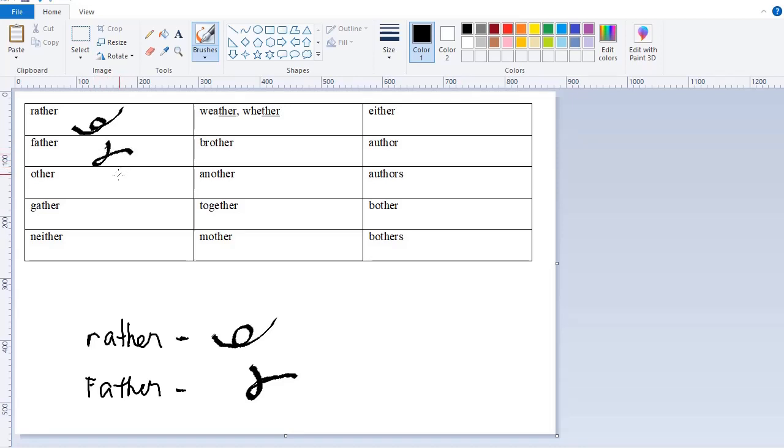Next, we have other. Okay, so now, as you can see here, it is no longer a circle. What is our stroke now? Other is represented by your O, which is represented by your downward hook. And then, your TH should be the over TH.